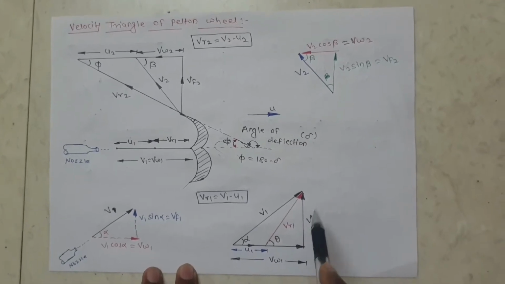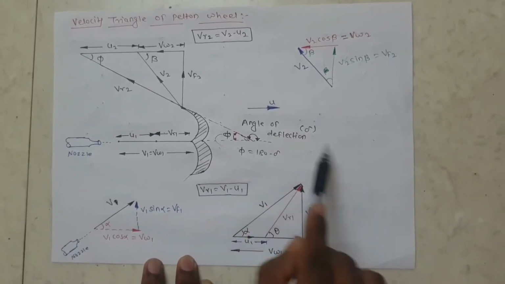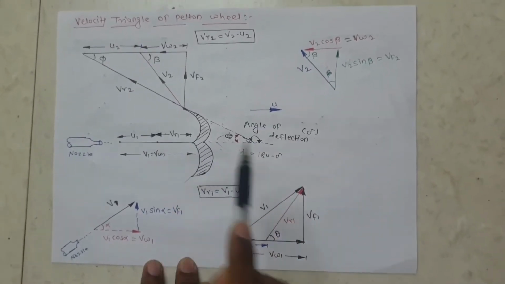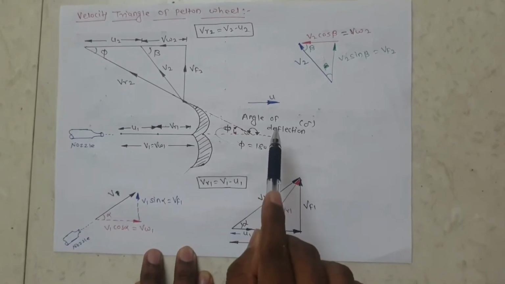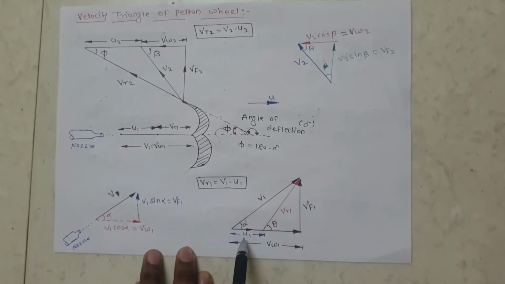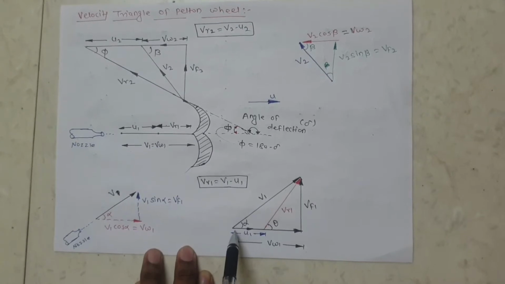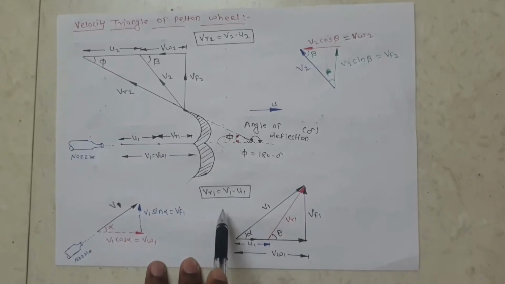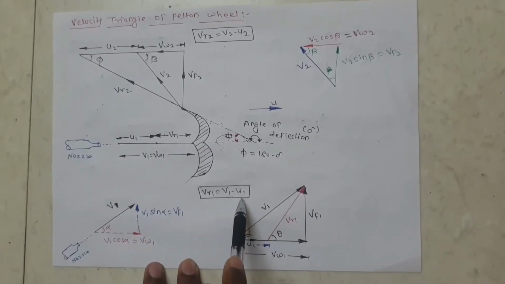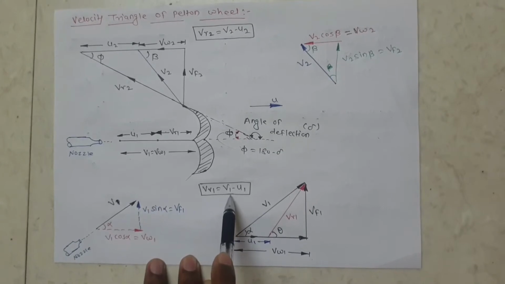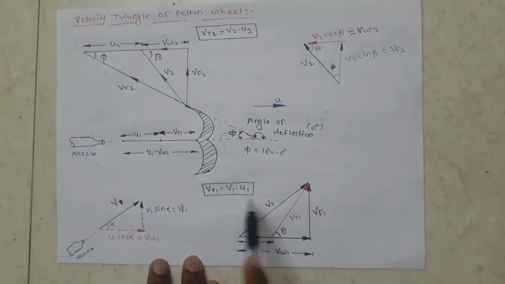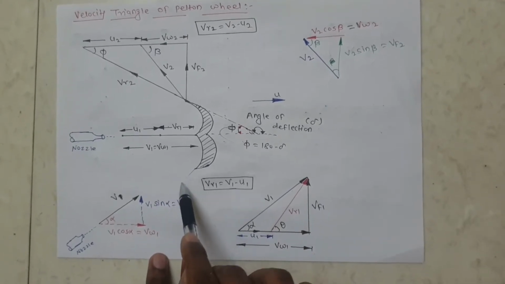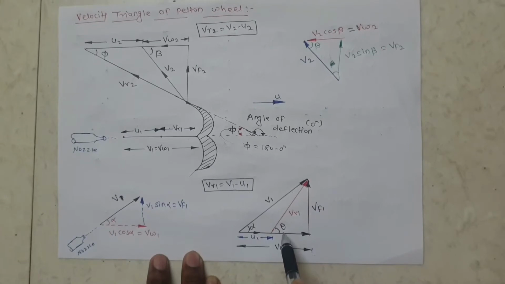Vf1. This blade is moving in this direction with velocity u. So u1 is the velocity of the blade at inlet. Relative velocity is equal to V1 minus u1. So this relative velocity is in the direction of the blade angle theta.